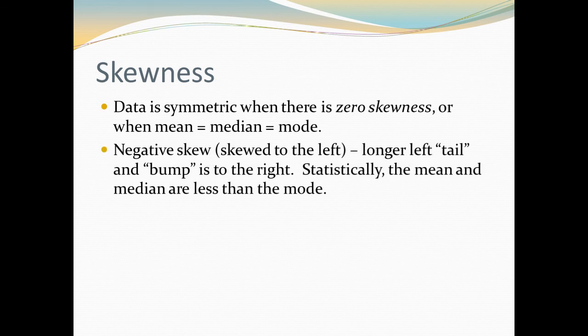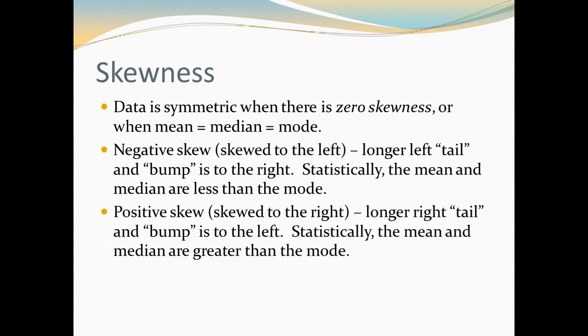Negative skew is when it's skewed to the left. It's a little bit of a misnomer because when you think skewed to the left, you're going to think the majority of the scores are on the left. That's not true. Your tail of the scores is to the left, and your big bump, if you will, is to the right. Statistically speaking, that means our mean and median are less than the mode.